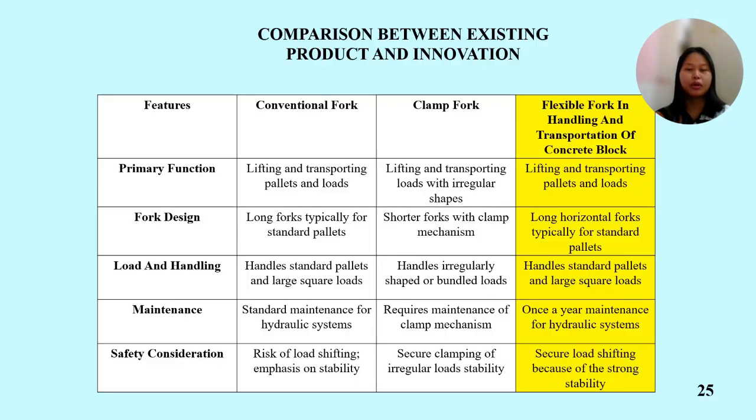Comparison between existing product and innovation. For flexible fork in handling and transportation of concrete block, primary function: lifting and transporting pallets and load. Fork design: long horizontal fork, typical for standard pallets. Load and handling: handle standard pallets and large square loads. Maintenance: once a year maintenance for hydraulic system. And lastly safety consideration: secure load shifting because of the strong stability.